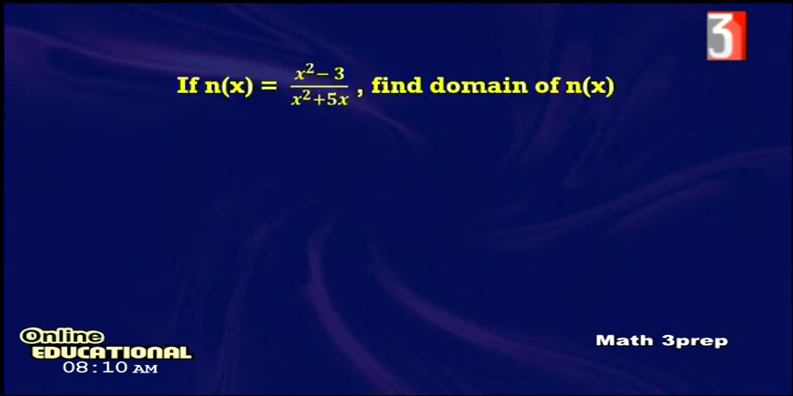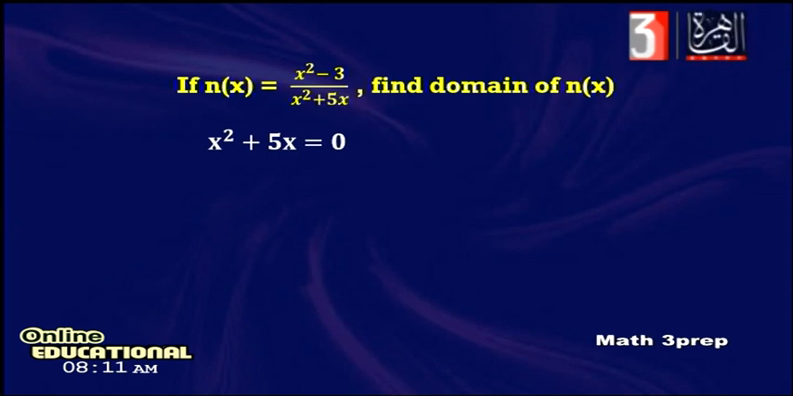Another example: if n of x equals (x to the power of 2 minus 3) over (x to the power of 2 plus 5x), find the domain of n of x. Yes, that's correct. To find the domain, we are going to find the set of zeros of the denominator. So what about the denominator? It is x to the power of 2 plus 5x. Equalize it to 0, so it is equal to 0.